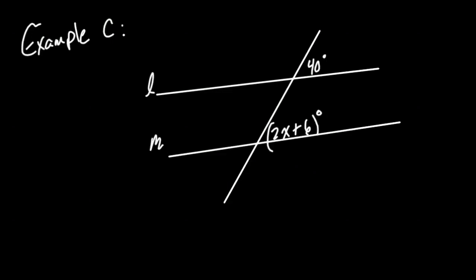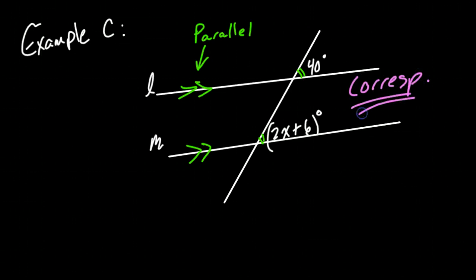All right, example C. In this problem, we want to find a value for x that makes those lines parallel. Well, if we look at those two angles, I've got 40 and 2x plus 6. I know that those are corresponding angles, so I know they're congruent, which means corresponding is congruent. 2x plus 6 has to equal 40, or 40 has to equal 2x plus 6.